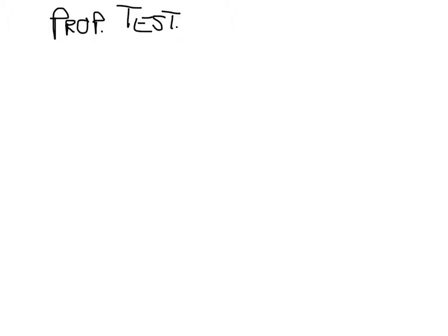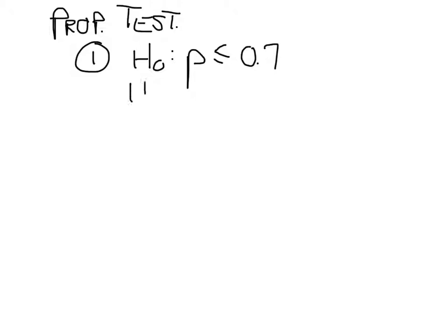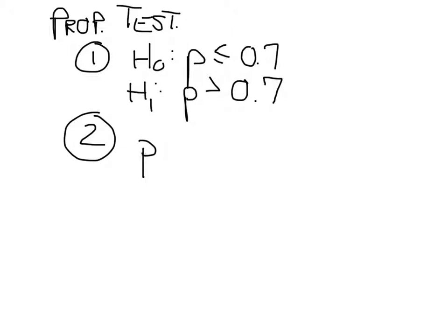Okay, so if you follow along, if you read the story in there, you'll see that we're testing the claim that the proportion is more than 70% or 0.7. So we're going to have H0, the proportion is less than or equal to 0.7, versus H1, the proportion is greater than 0.7. All right?